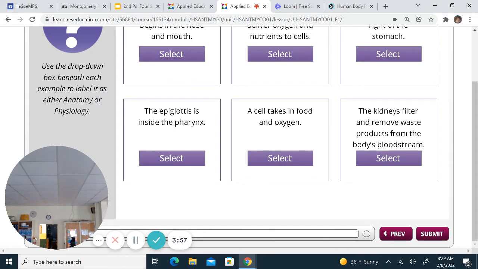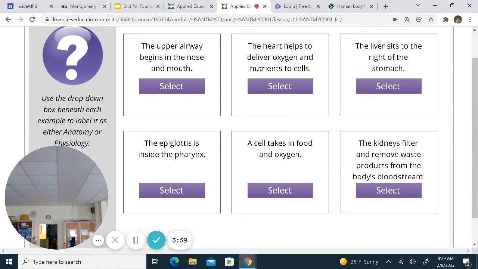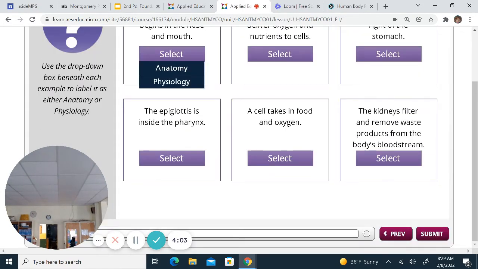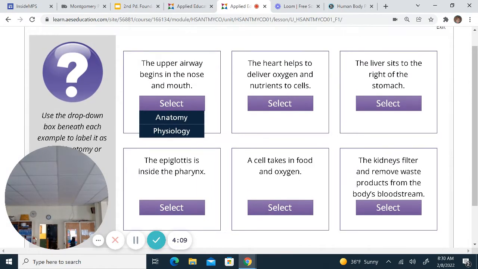All right, so we're gonna look at statements to determine if what we're looking at is anatomy or physiology. Okay, so upper airway begins in the nose and mouth. Is that anatomy or is that physiology?